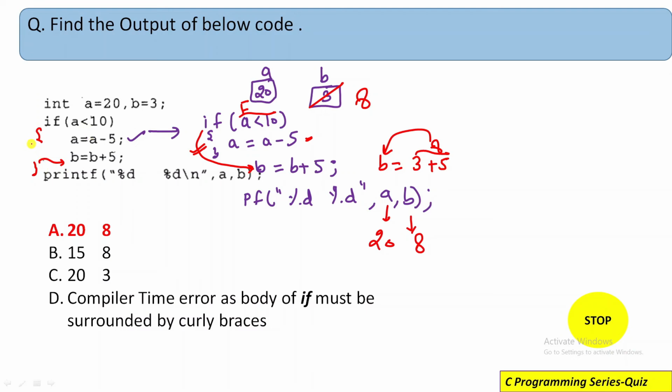And if you explicitly put the curly braces, then what will be the answer? Because 20 is lesser than 10 is false, what will happen? We will come out of the body of the if, as the concept goes, so the body ends here. That means we will directly come to the printf statement, and here we will print the values of a and b because they will remain unaffected. So 20 and 3 will be printed in that case if we put curly braces explicitly from the a line to the b line.